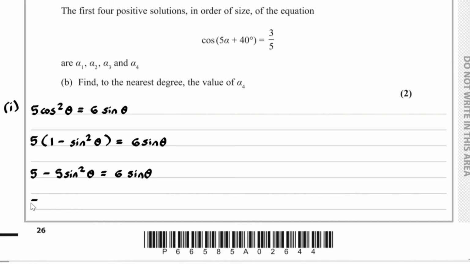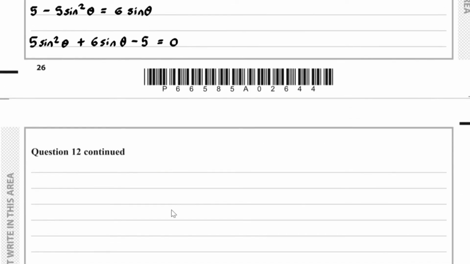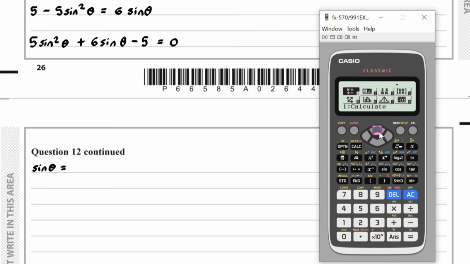So, rearranging so one side is equal to 0, we have 5 sin squared theta plus 6 sin theta minus 5 equals 0. We now need to solve this. So if we find out what sin theta is, we can use our equation solver on the calculator. We've got 5 sin squared plus 6 sin minus 5 equals 0.